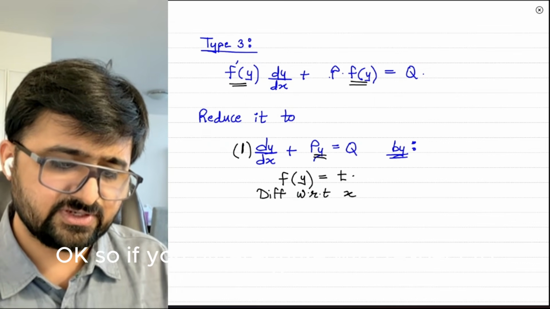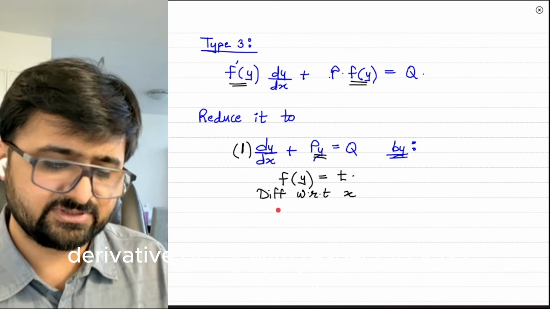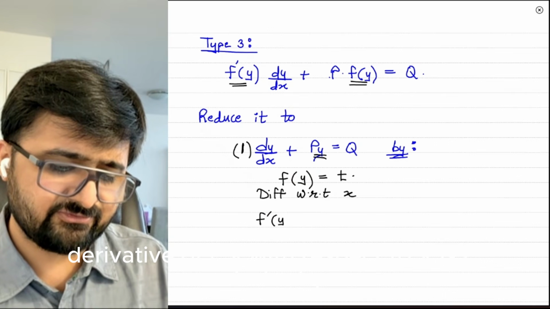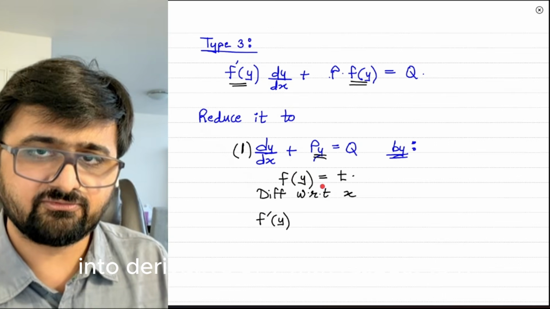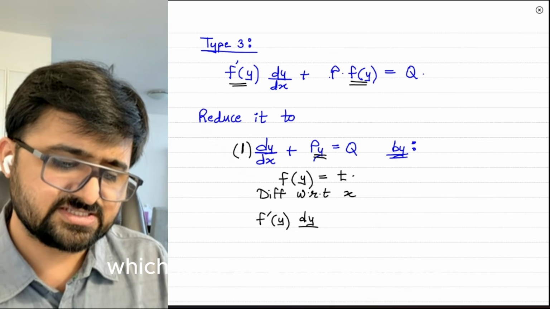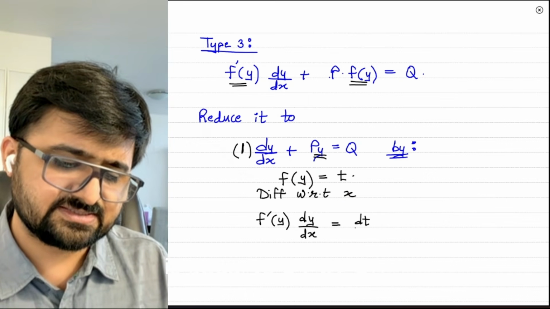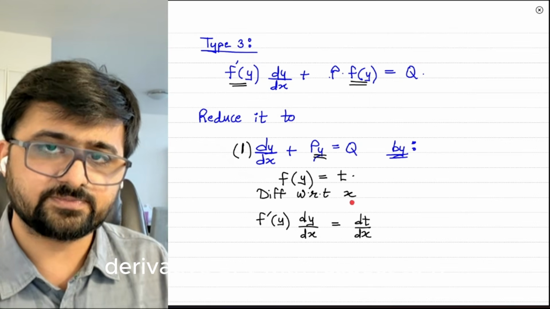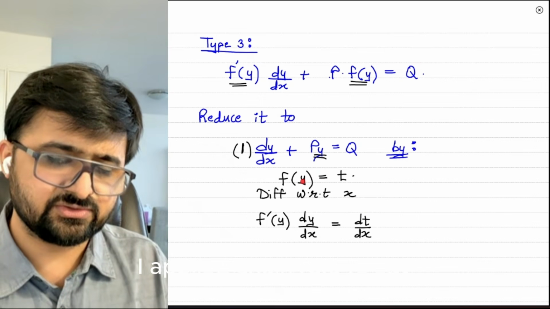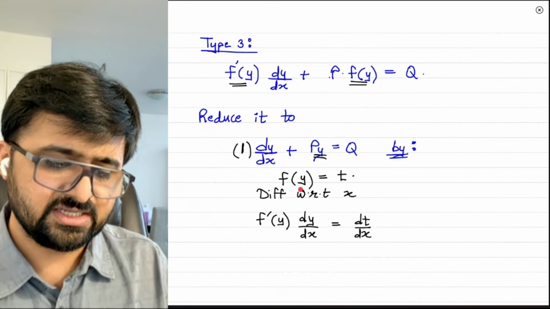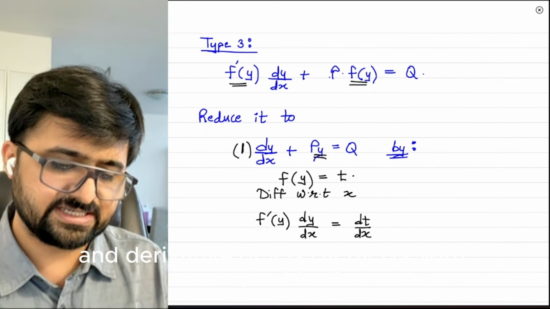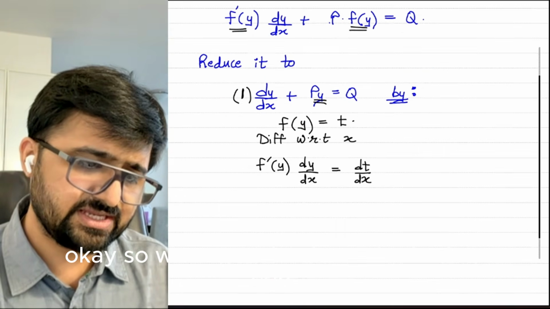Okay, so if you differentiate f(y) with respect to x, the derivative of f(y) with respect to x is f'(y) times the derivative of y with respect to x, which is dy/dx by the chain rule, and that is equal to dt/dx, the derivative of t with respect to x. Here I applied the chain rule to say this derivative is f'(y), and the derivative of y with respect to x is dy/dx.